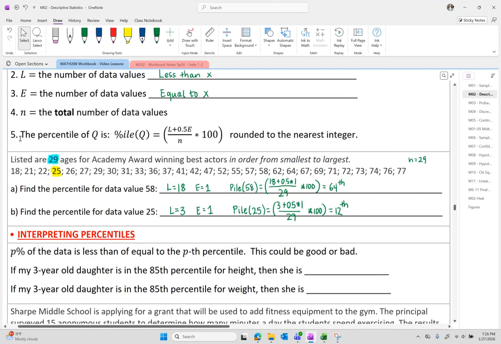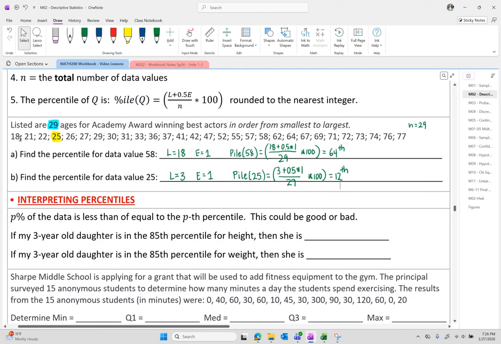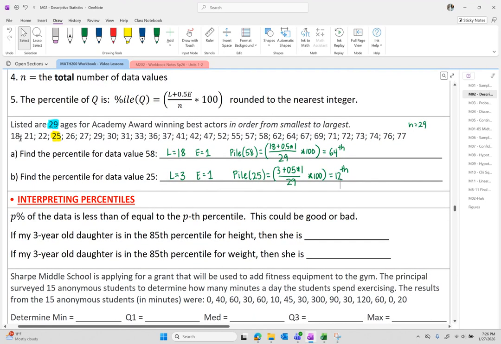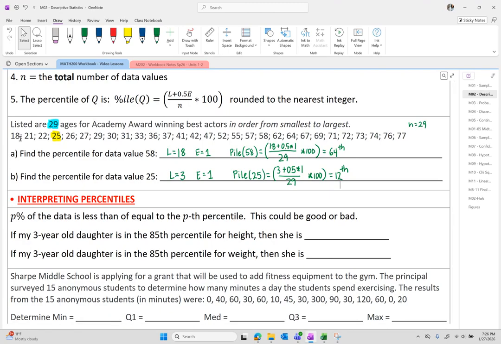Now, how do we interpret percentiles? P% of the data is less than or equal to the Pth percentile. This could be good or bad. If my 3-year-old daughter is in the 85th percentile for the height, she is tall. She's a tall girl. But if my 3-year-old daughter is in the 85th percentile for the weight, then she is a chubby 3-year-old.